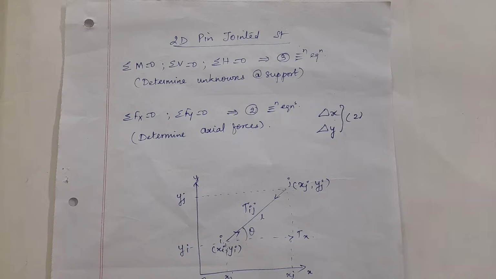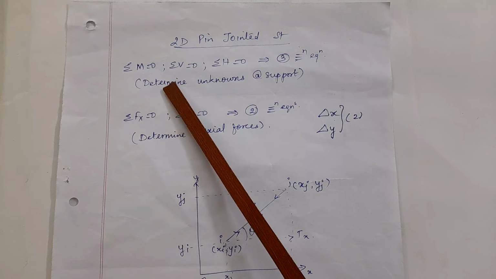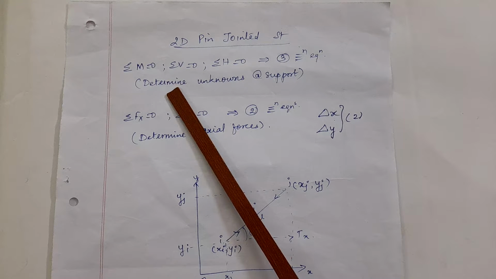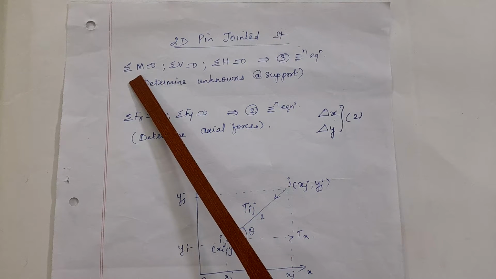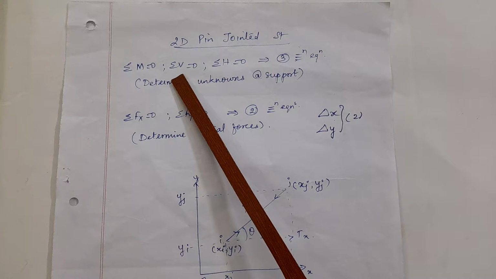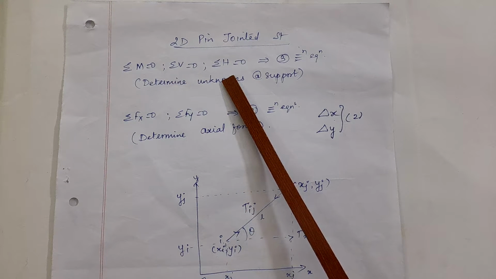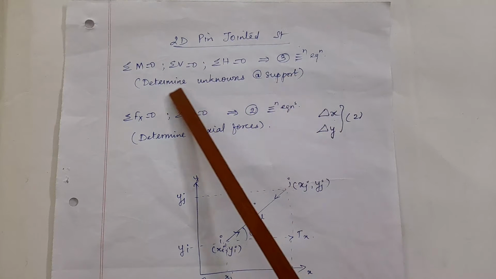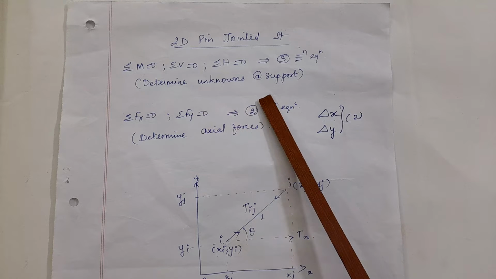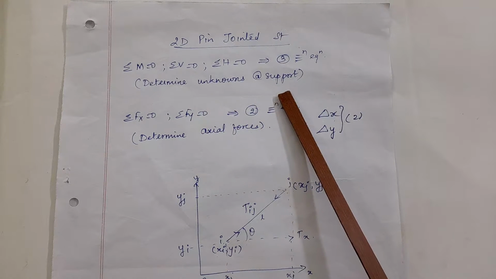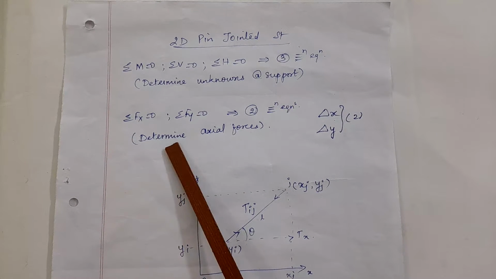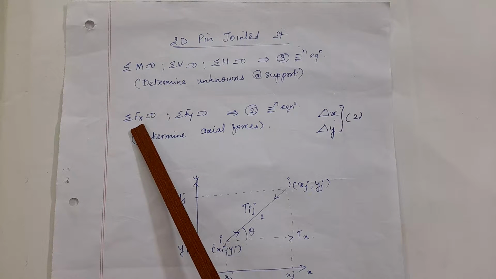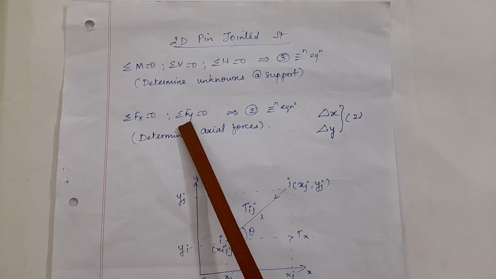So let us see the equations of equilibrium of a two-dimensional pin-jointed structure. We know sigma M equal to 0, sigma V equal to 0 and sigma H equal to 0 are the three equilibrium equations which have already been dealt with in determining the static determinacy or indeterminacy of a structure, that is, to determine the unknowns at the support. Here, to find the axial forces by the method of tension coefficient, we make use of these two equilibrium equations.